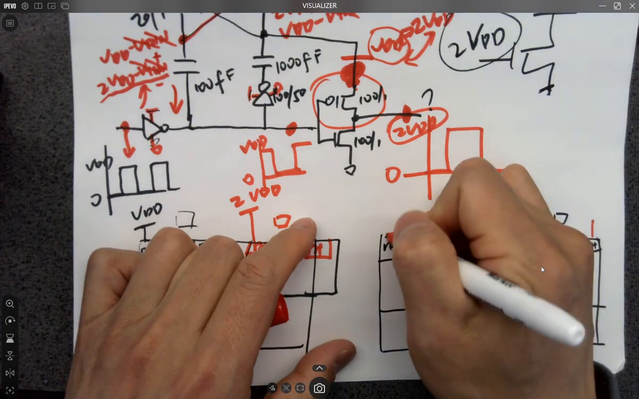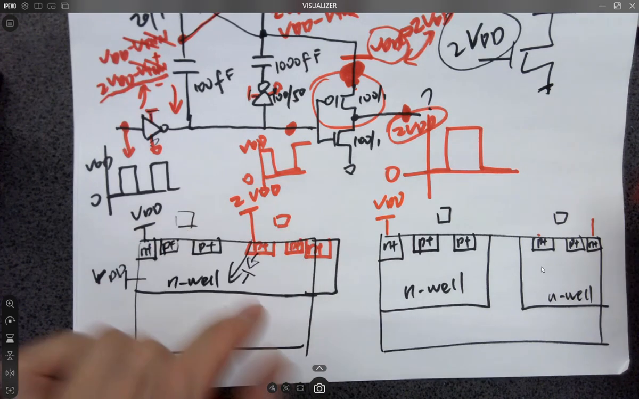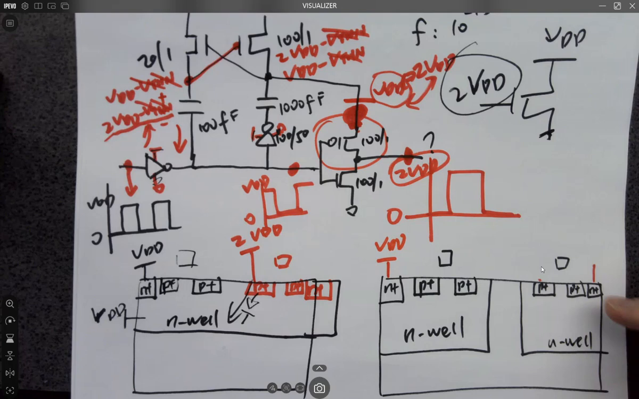So these are regular ones, right? VDD, no problem. So what about the one with the higher voltage, like this PMOS? Where should I short the body? So the body of the PMOS, which is N-well, right?